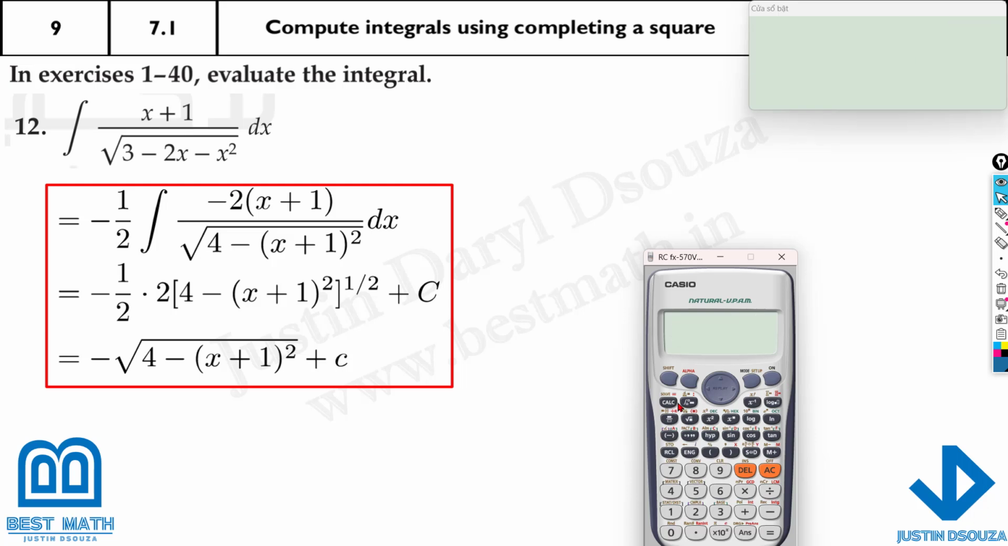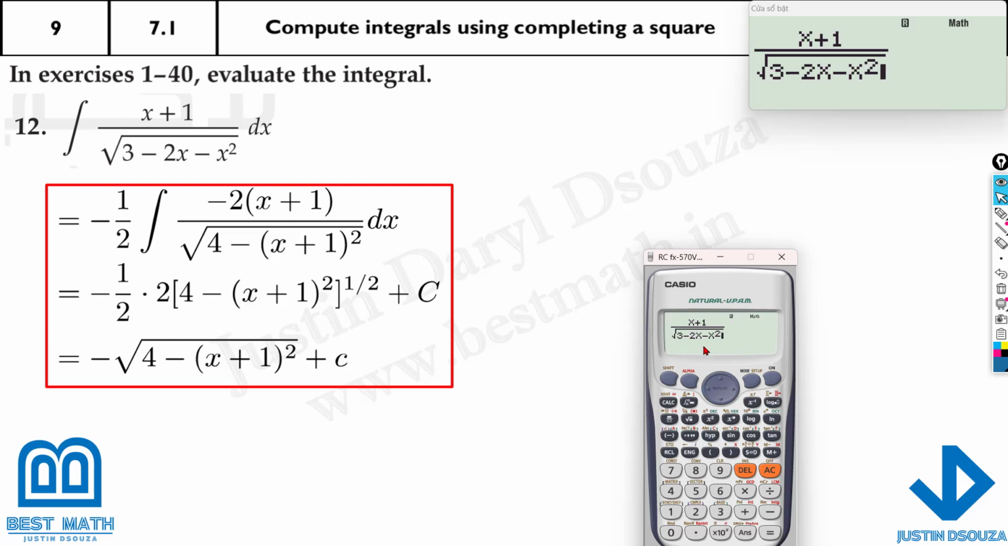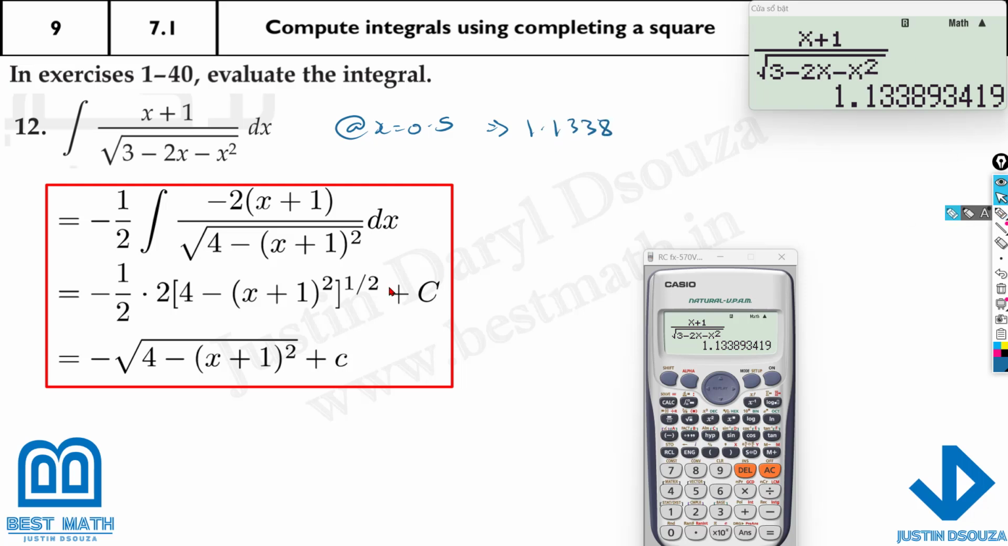Let's do this one. It is x plus 1 divided by square root 3 minus 2x minus x squared, and we calculate this at, let's take it as 2. But now over here, if you take it as 2, it doesn't work again. Why? Because the square root over here again will be negative. So I'm just going to stick to 0.5 even over here. That's absolutely fine. And I'm going to get 1.13. Let me write it down. At x is equal to 0.5, I'm getting 1.1338.